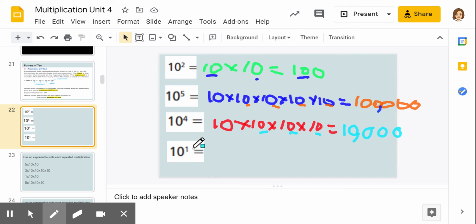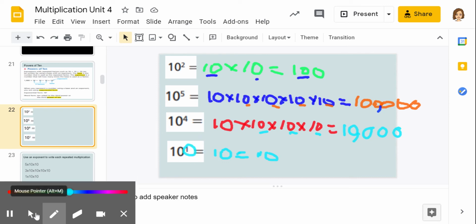10 raised to the power of 1, right? What is it? Just 10, because it tells you have 1 10. So it's just 10, which is equal to 10. It just equals 10, because this tells you you only have 1 10. So it's just 10. All right, let's see another way that these can be seen.